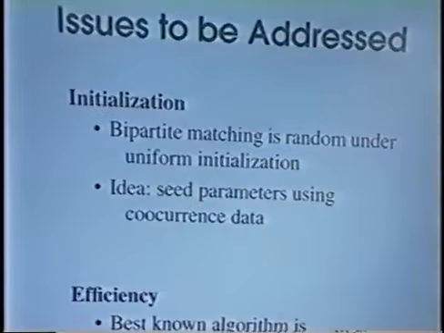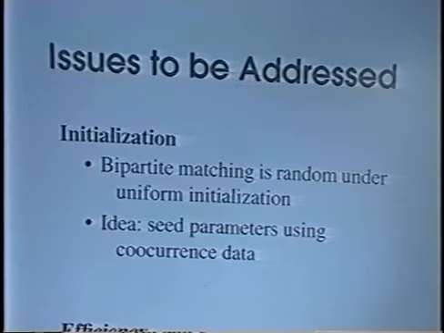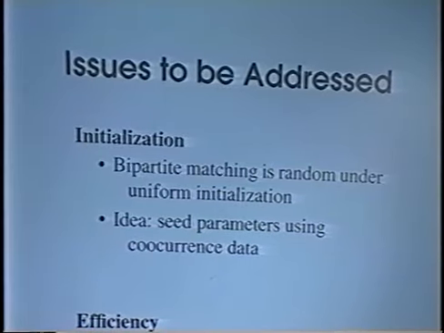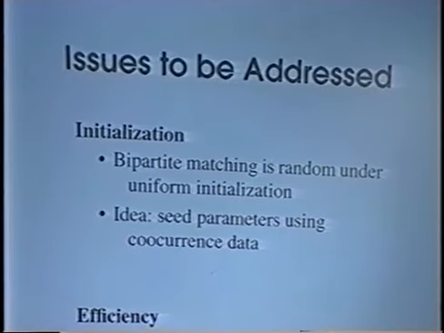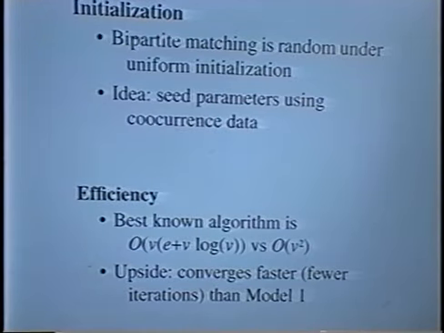But there are some issues to be addressed with this approach. Firstly is initialization, because maximum weight bipartite matching is meaningless if all the links have the same probability, because it's completely random in that case. So it's necessary to bootstrap the model somehow. The basic method you would want to use is to use co-occurrence data in some way. The simplest method is just to run an iteration of Model 1 and get initialization data from that. But we could also use dictionaries and cognates to do this.